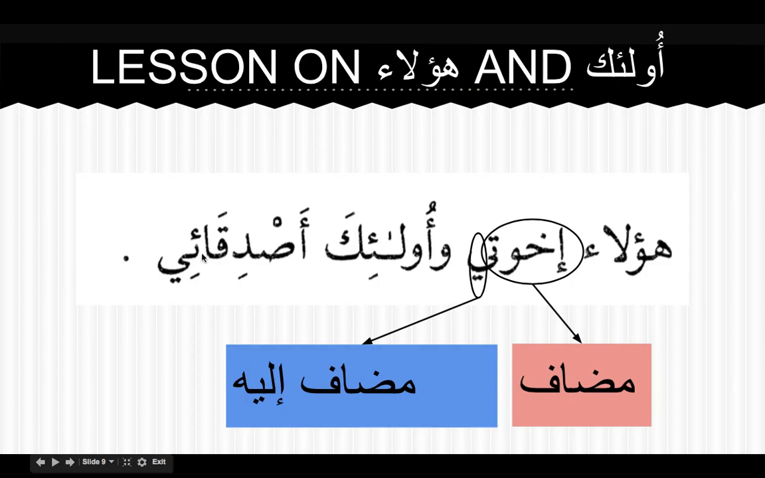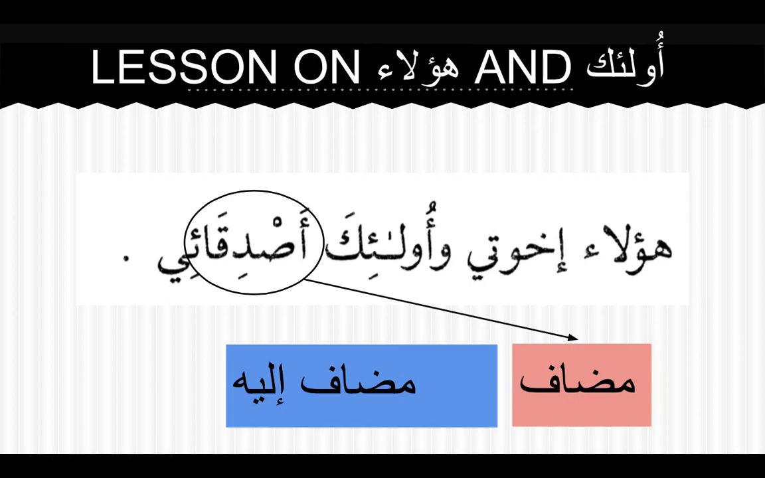Asdiqai. You see ya mutakallim, it's my. So it is a combination of mudaf ilayhi again. You have asdiqa'u, originally khabar, but because of ya it becomes kasra. And ya mutakallim is mudaf ilayhi. So these are my brothers and those are my friends.